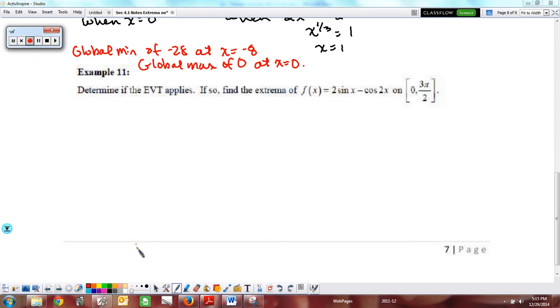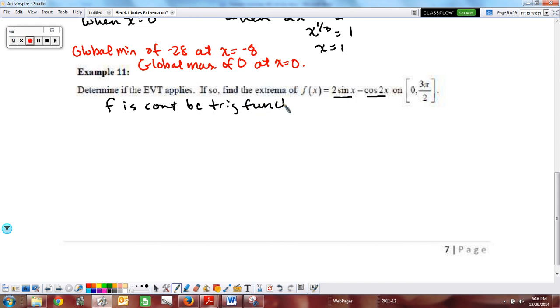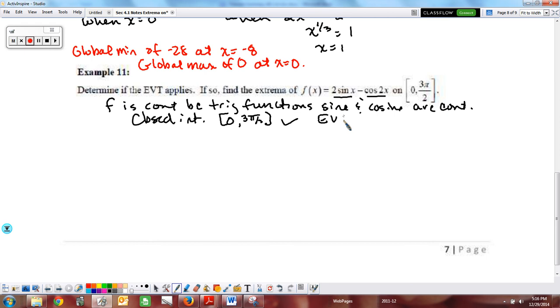All right, we're going to do one more example and then kind of finish up this video, and I'm going to save example 12 by itself because that one takes a while. Again, we're going to determine if EVT applies. We have two trig functions which are continuous being combined, so f is continuous because trig functions sine and cosine are continuous. I have a closed interval, so 0 to 3 pi over 2, so check, so EVT applies.